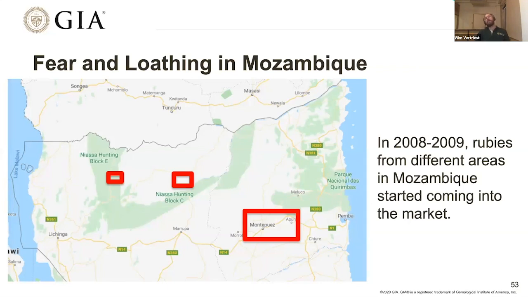Now, of course, we cannot talk about rubies without mentioning Mozambique. So in 2008, 2009, in northern Mozambique, there were different areas that started producing rubies. The first one was in the Niassa area. The Niassa area is extremely remote, extremely far, and also a protected area, so not really a lot of potential for large-scale mining or development of a gemstone community there.